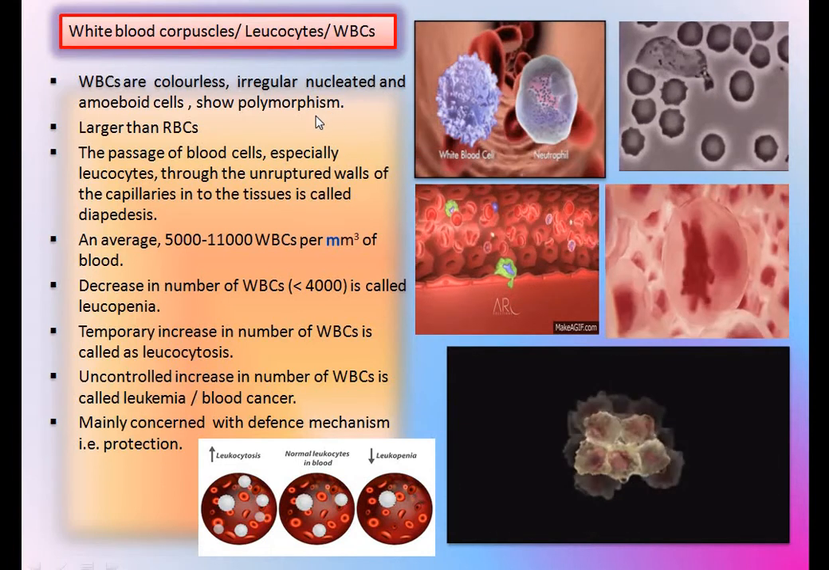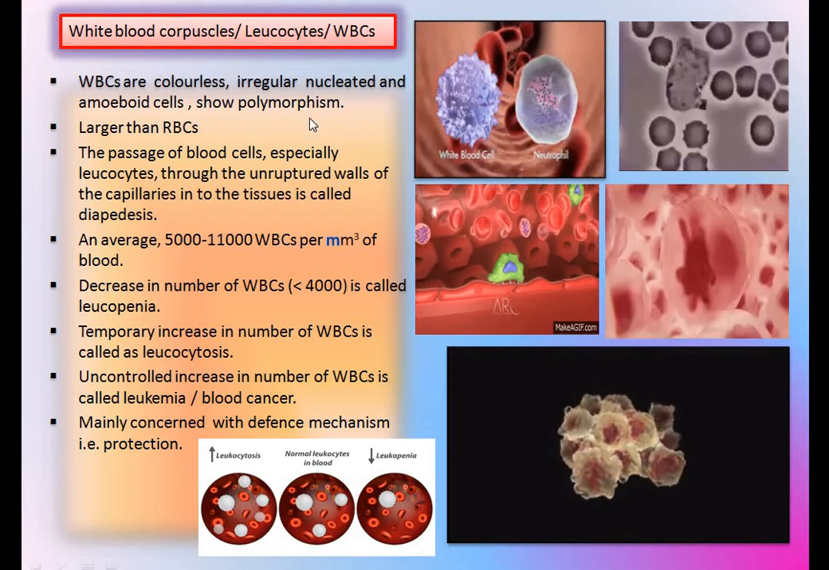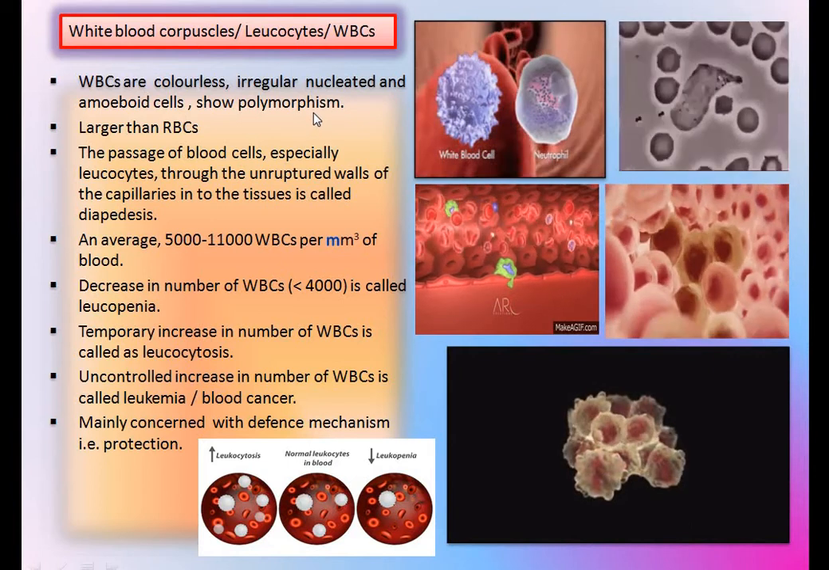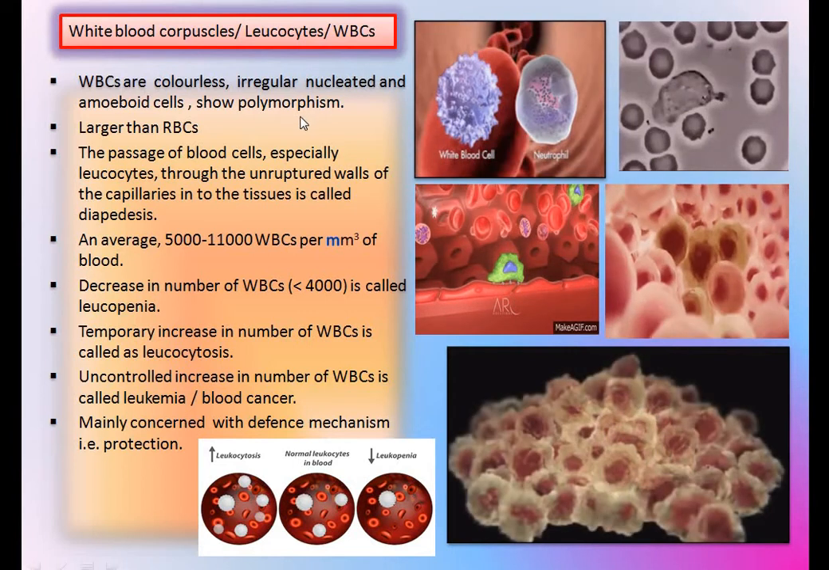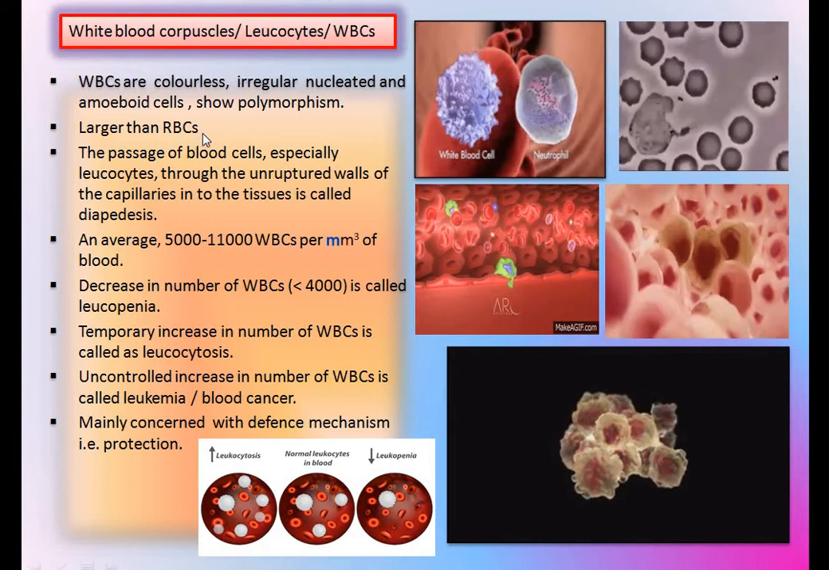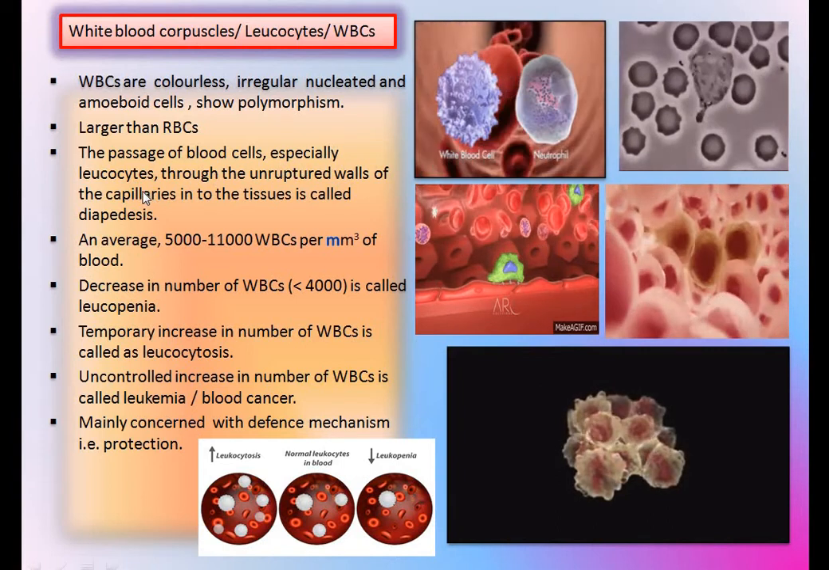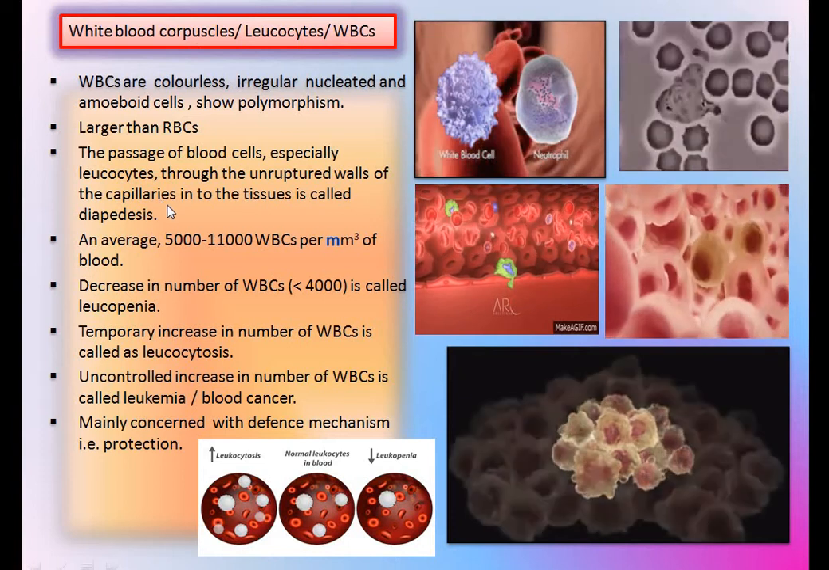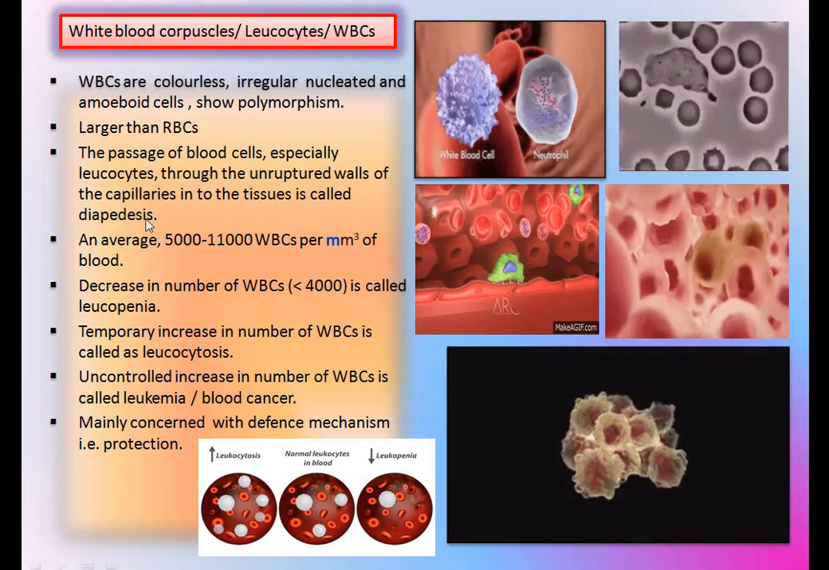Polymorphism: poly means many, morph means form. That means it is the ability of an object to take on many forms. It is called polymorphism. The WBCs are larger than RBCs. The passage of blood cells, especially leukocytes, through the unruptured walls of the capillaries into the tissues is called diapedesis.